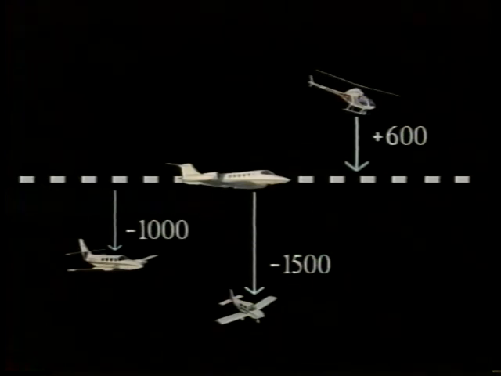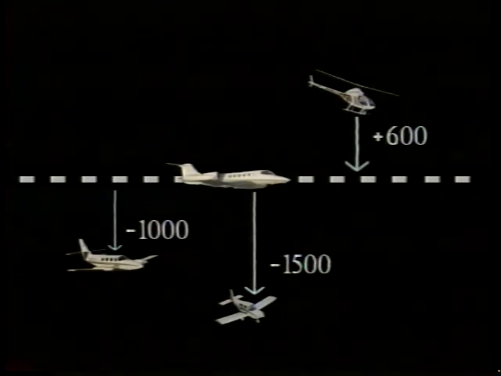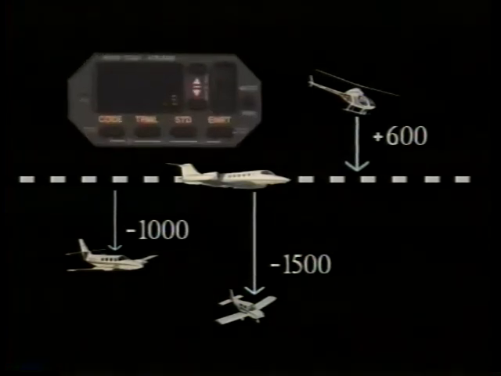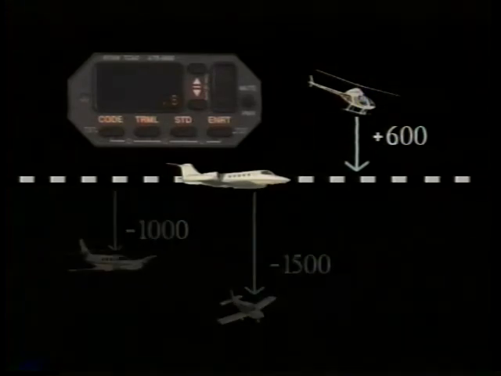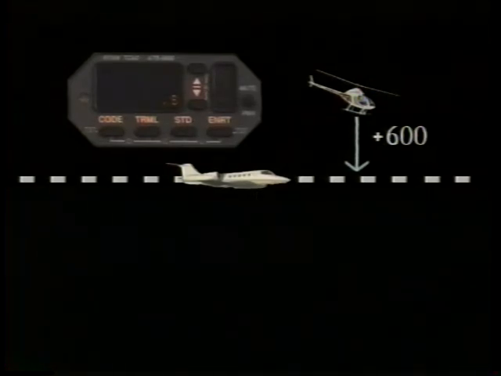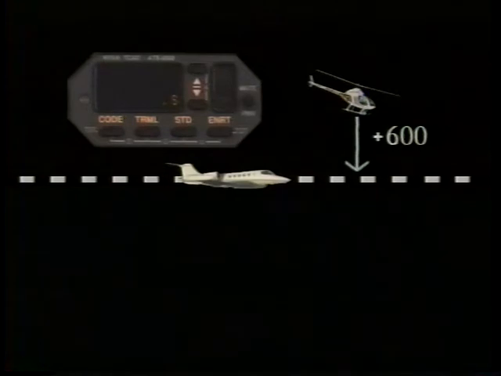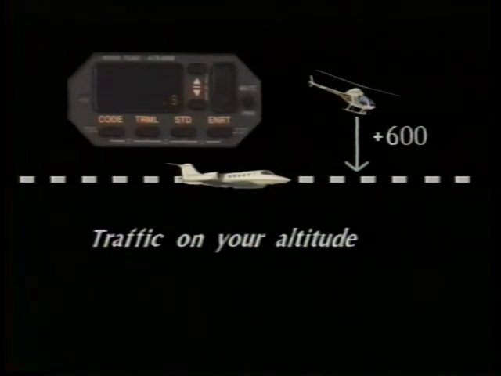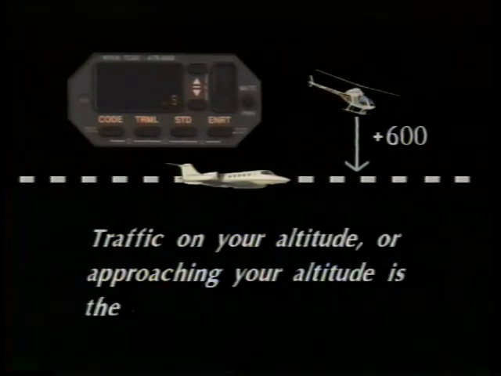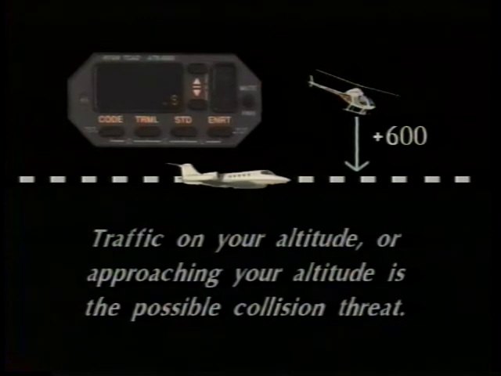Looking at the picture this way, it's clear which traffic poses the threat. Upon detecting traffic, TCAD quickly computes which is the primary threat, and that traffic is displayed. Remember, it doesn't matter what direction it's in. You can't collide with a plane that's 1,000 feet below you. Traffic on or approaching your altitude is the possible collision threat.